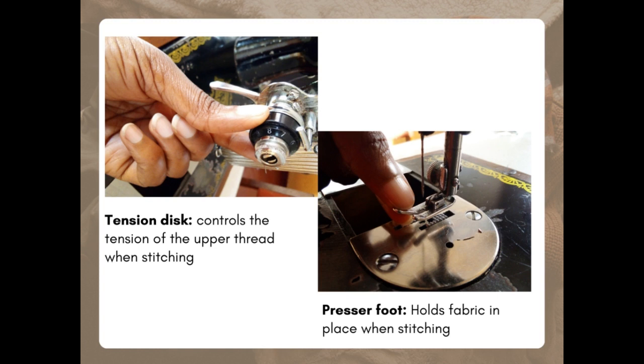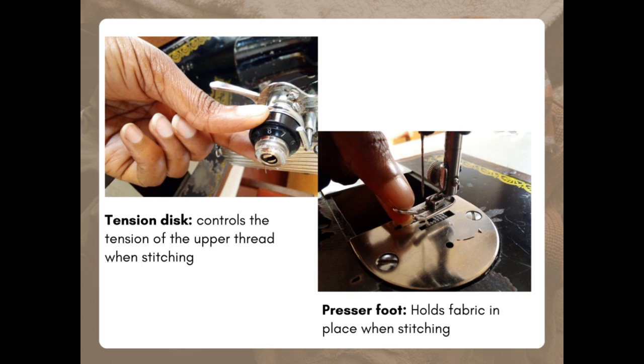Now, tension is how tight or how loose the thread is. When the thread is too loose, it forms loops when stitching. But if the thread is too tight, it either breaks when stitching or causes the fabric to pucker. To pucker is P-U-C-K-E-R. Now, puckering is the gathering up of the fabric when stitching.